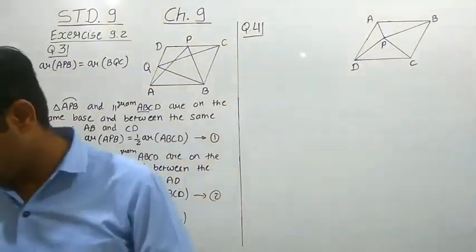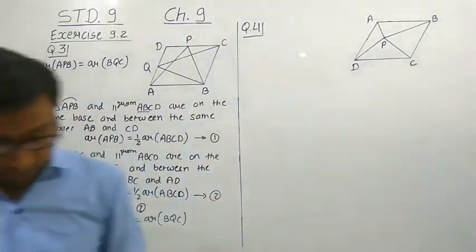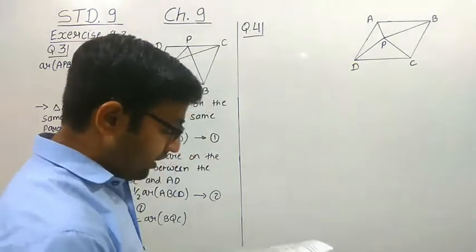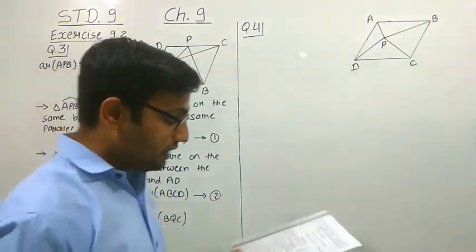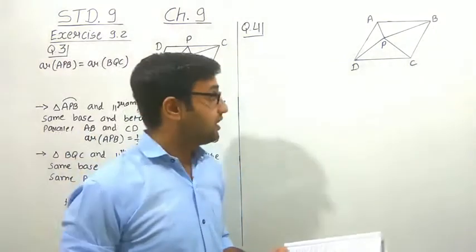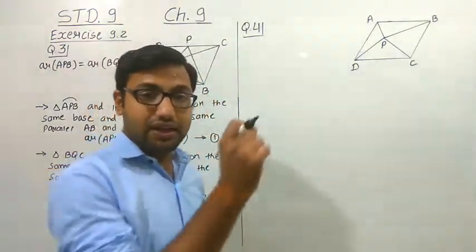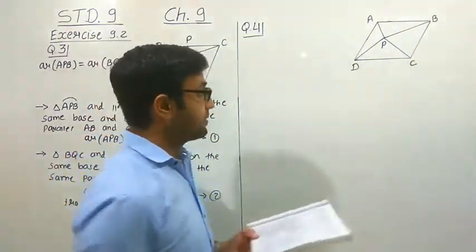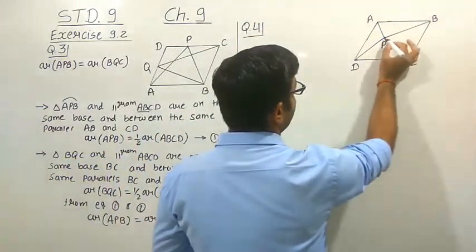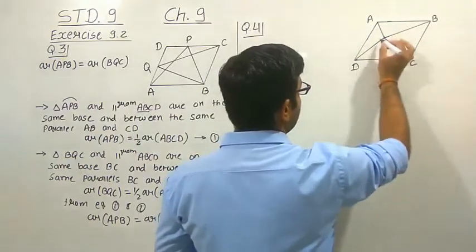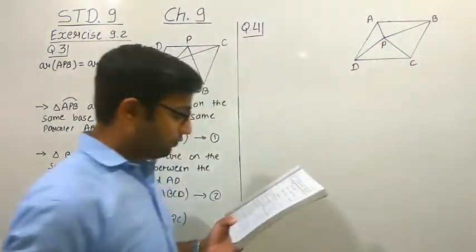Now let us treat question number 4. Here we have been given a diagram. In the diagram, ABCD is a parallelogram. P is a point in the interior of the parallelogram. So P is a point anywhere inside the parallelogram ABCD. So we have considered here that the point is here. Now from this point we have joined A, D, B and C.